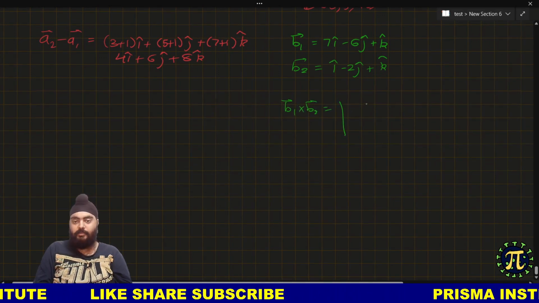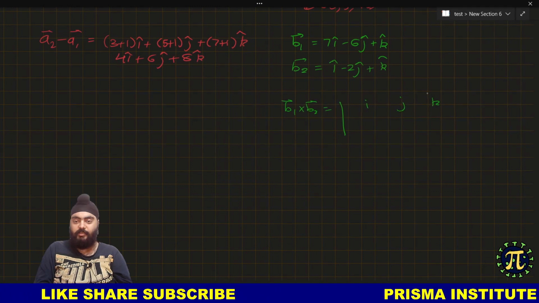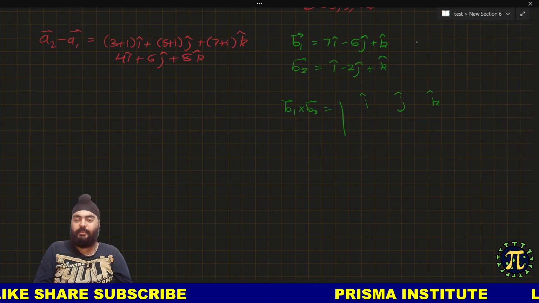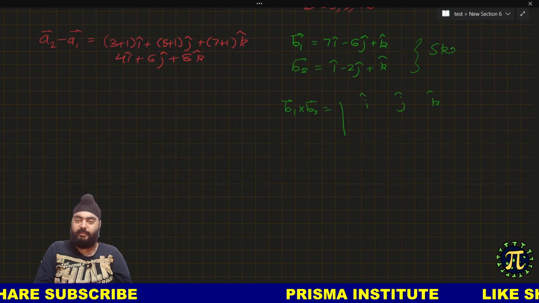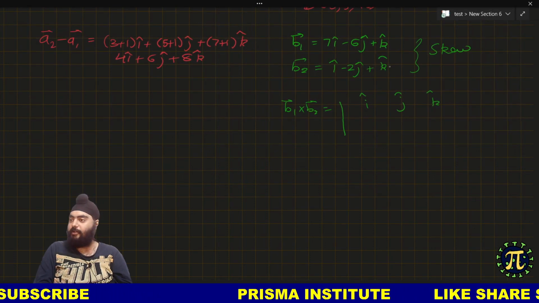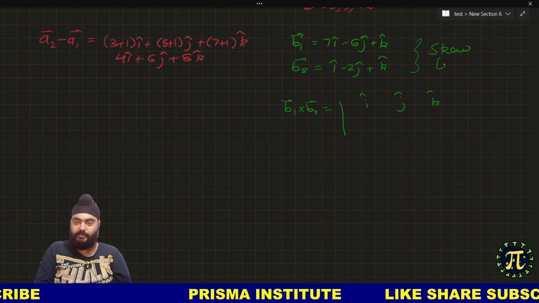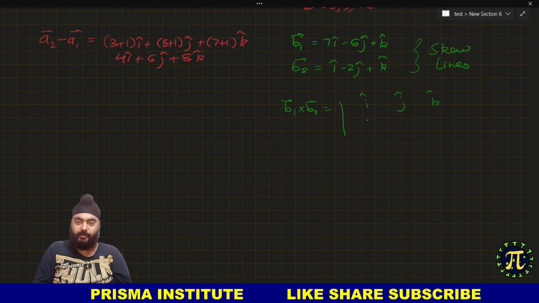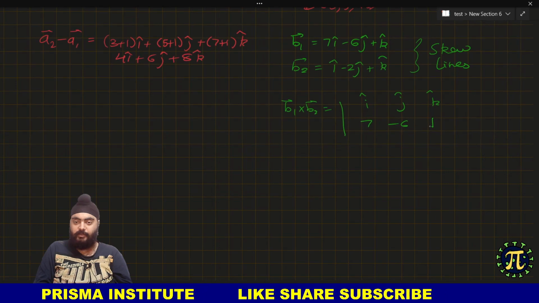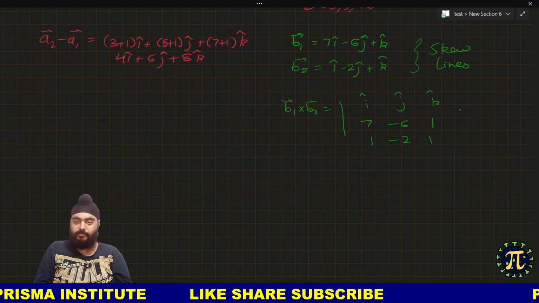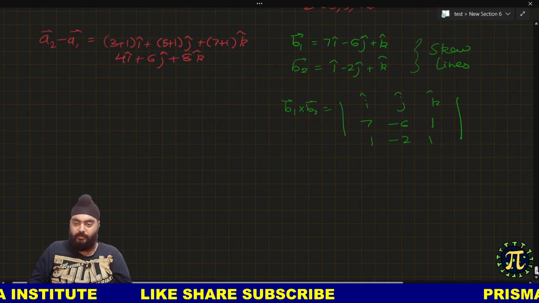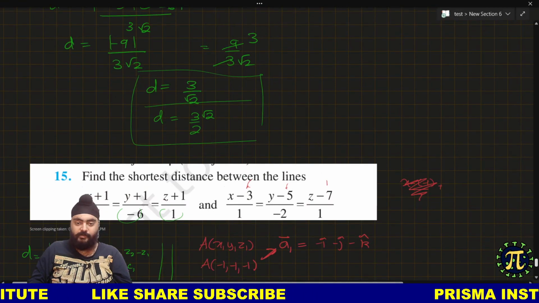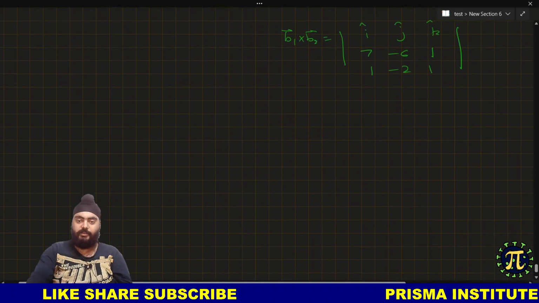Like now I can form b1 cross b2, which is i, j, k. And looking at these two, I can say these are skew lines, right? They are not parallel lines, the ratio of the components is coming out different, so they are skew lines. So that's why I'm finding b1 cross b2. i, j, k. 7 minus 6, 1. 1 minus 2, 1. So let me check the numbers again. From the denominator, 7 minus 6, 1 and 1 minus 2, 1. Okay. So let's find this.